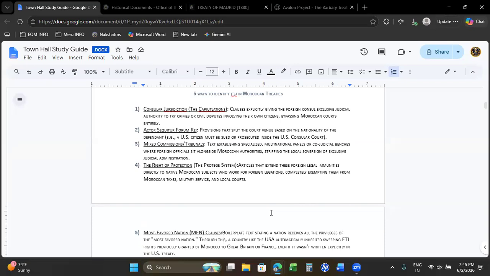All right. So this first point, going back to Vashti's point, as it relates to consuls, when we see consuls, this type of verbiage in treaties, this is an indication of ETJ, and that's what I'll say from here on out, just ETJ to save some energy. So this is the main identification of ETJ in Moroccan treaties.